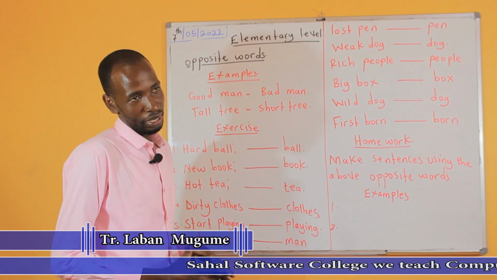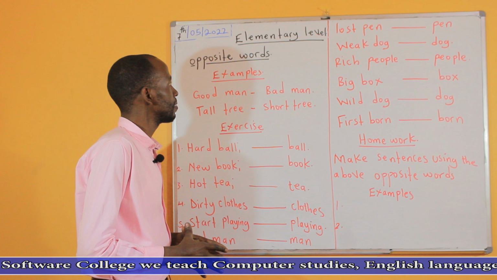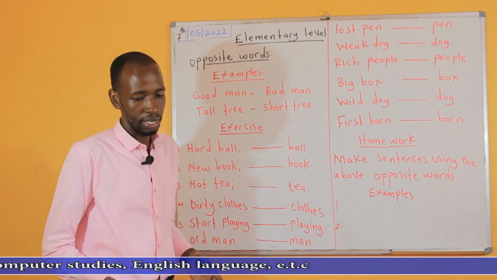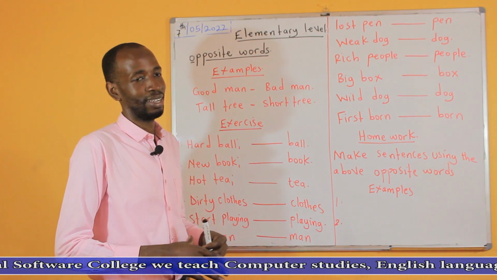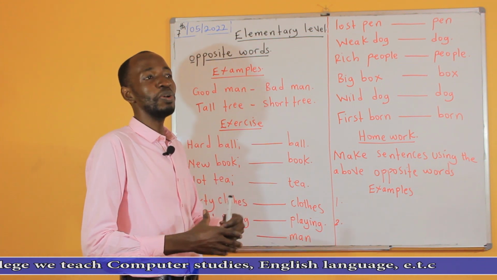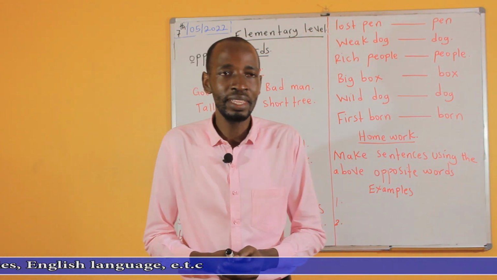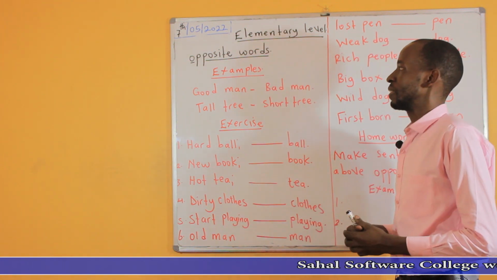And today, of course, I'm meeting you for elementary level. I'm meeting my elementary level students, and we are talking about opposite words. What are opposite words? Of course, I told you these are words which are different, not the same. Like if I say open, close, sit, stand, cry, laugh. So those are opposite words. They are not the same. So welcome to elementary level lessons, and we are talking about opposite words.